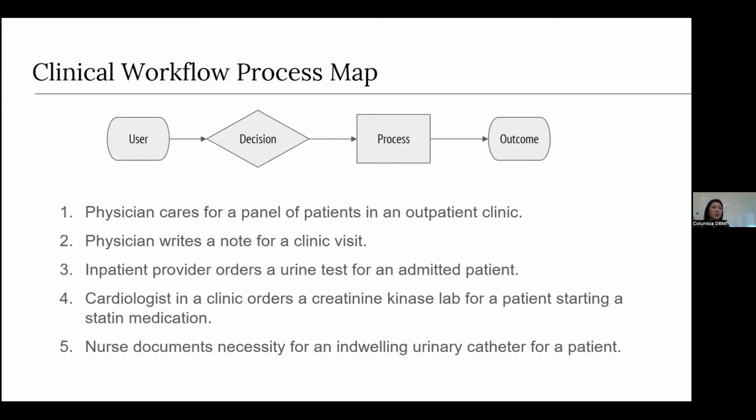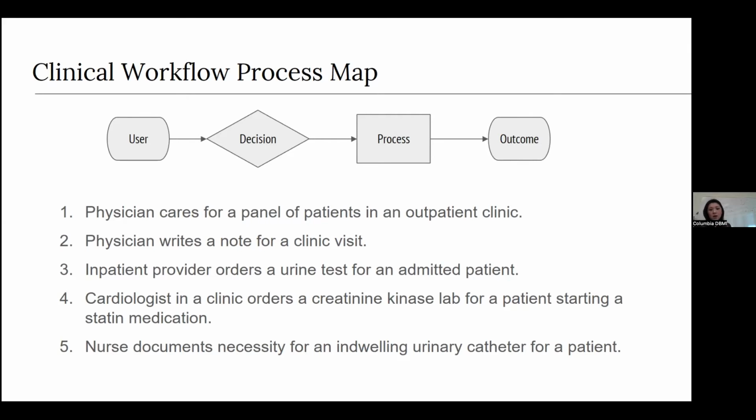And so some examples of processes or workflows that could fit into this: physician cares for a panel of patients in an outpatient clinic, physician writes a note for a clinic visit. And these two correlate to the kind of workflows we were looking at in our first study. The third one, inpatient provider orders a urine test for an admitted patient. And this one correlates to the kind of workflows we were studying with the order friction data.